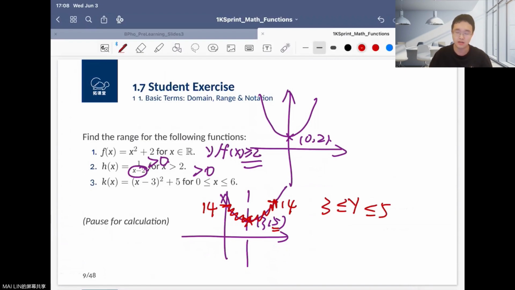Okay, that's the topic of today's lesson. We already learned about domain, range, and notations. Hope you can understand all of this.